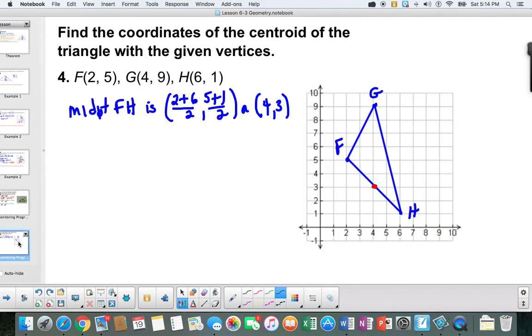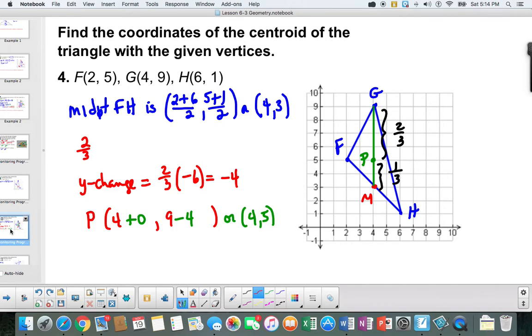All right, let's go ahead and find the coordinates of the centroid. And I've kind of got you started. I'd like you to stop the screencast. I've already found the midpoint here, and I'd like you to figure out what 2/3 of the way down will be.